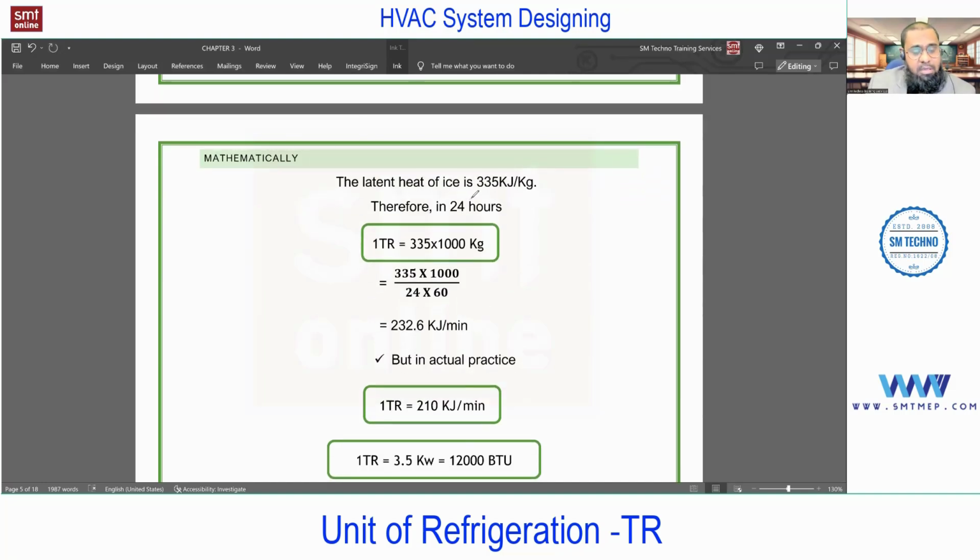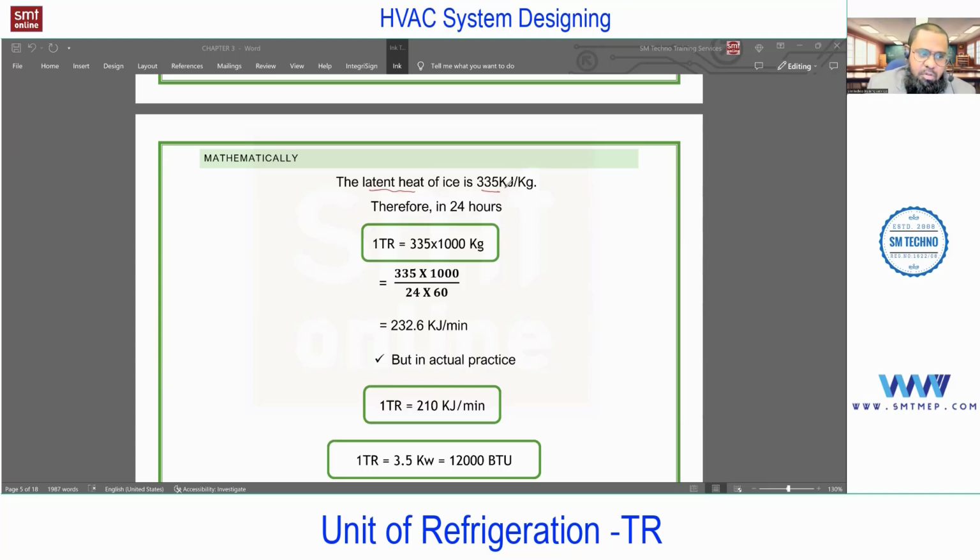So you see, based on the experiment, we have this value. The latent heat of ice is what? 335 kilojoules per kg. Meaning for 1 kg of ice, if you want to melt it, you need to provide how much heat?